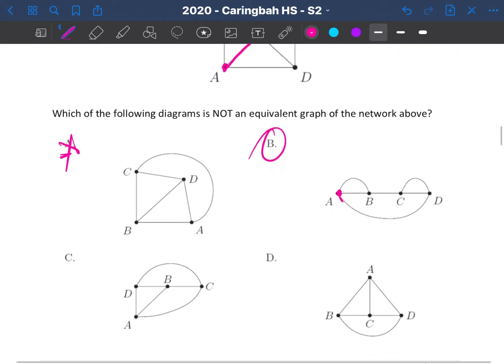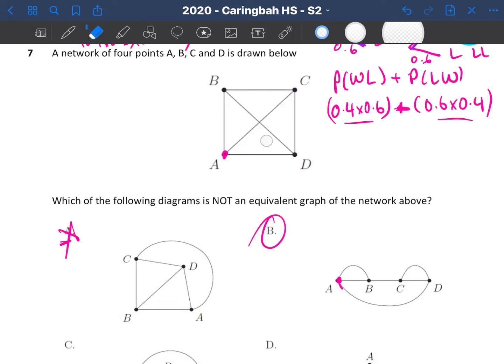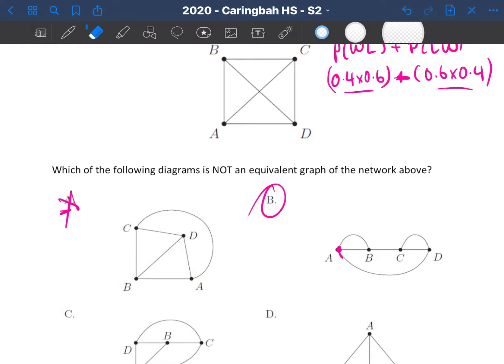I personally prefer that we actually do go ahead and just make sure, because you never know if we've made a silly mistake, and then if you're stuck with two not being equivalent, it helps you go back and check your working and see which one it actually is. But I can confirm that in this one it is B.